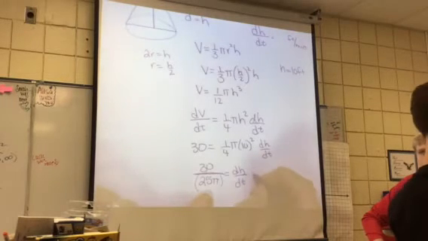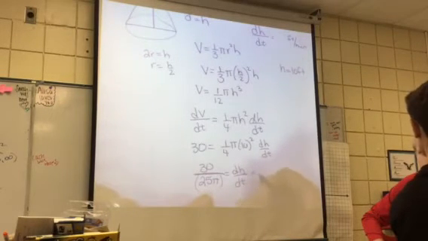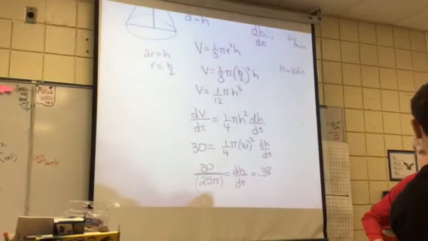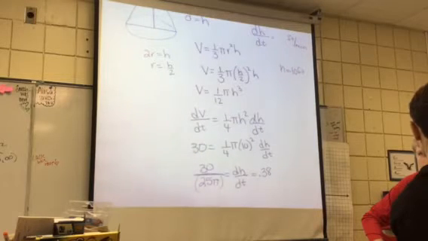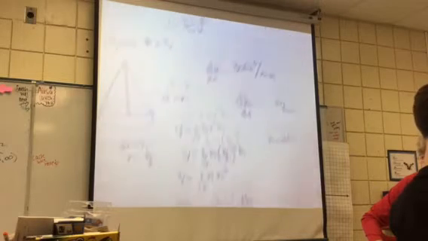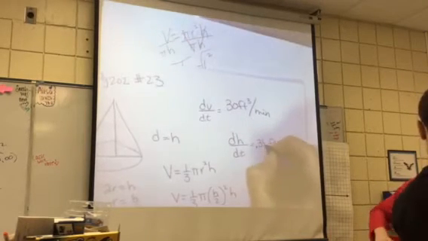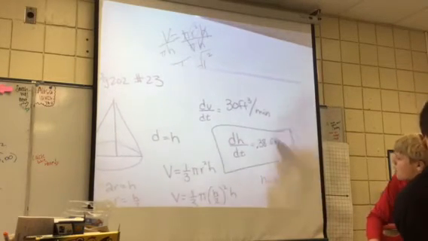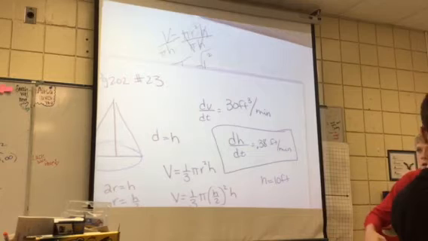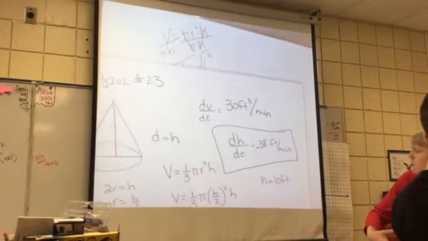Why does it go from 1/3 to 1/12? 25 times 3.14 is like 75 something. 30 over 75 would be a decimal of point. Put it in parentheses, make sure your pi's there. So this answer would be 0.38 feet per minute. So that's the rate at which the pile's height is increasing. Each minute, the pile is getting 0.38 feet higher.